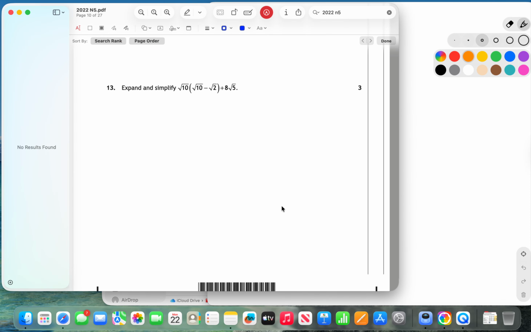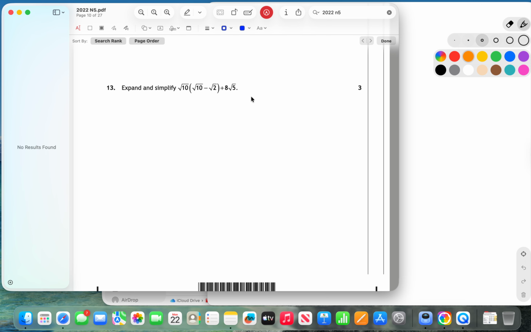We have the 2022 Paper 1 question 13, and it involves the subject of surds and expanding brackets. Pause the video if you want to have a go at it. It's worth 3 marks, and you have to expand and simplify the expression given here.